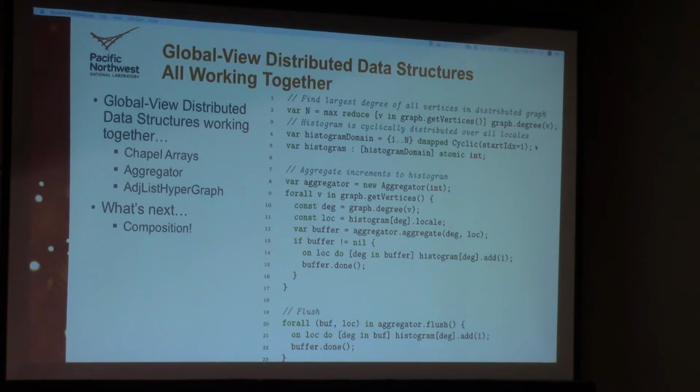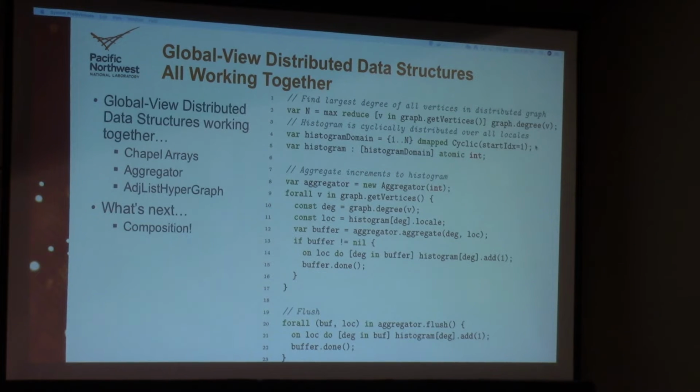In this case, there are 3 global view data structures. I count Chapel's distributed arrays as also a global view distributed data structure. So in this case, we're computing a histogram for vertex degree distribution, right? Again, the point I'm trying to make here is that, like Chapel's arrays, they're very high level. The aggregator's API is still kind of ugly, so that's why the buffer has to be returned, you can check for it, et cetera. But overall, it's meant to highlight just how high level it is.